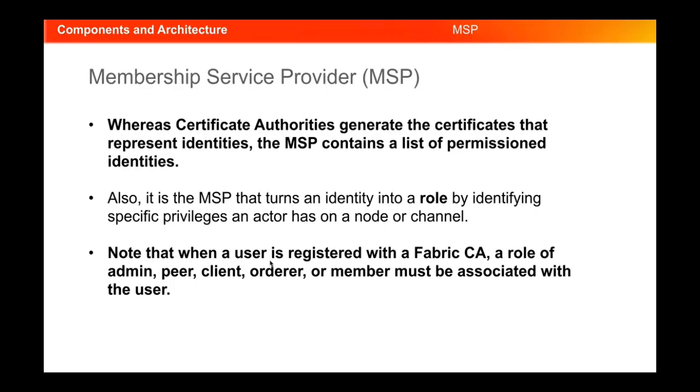Note that when a user is not registered with a Fabric CA, a role of admin, peer, client, orderer, or member must be associated with the user. So these are the default roles that we have seen in the previous lecture. When a user is registered, one of these has to be associated with the user.